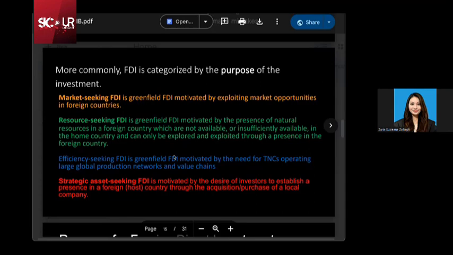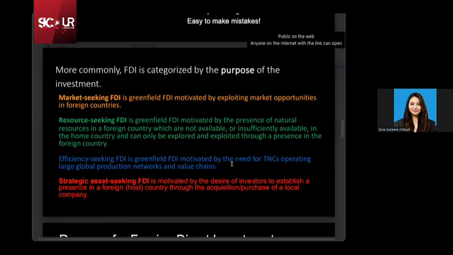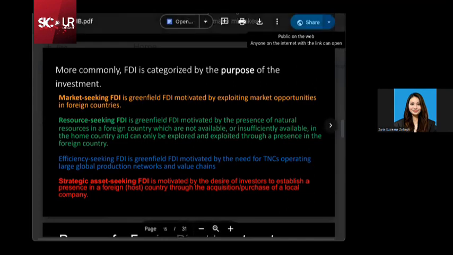And then efficiency seeking. Efficiency seeking is motivated by the need of TNCs operating in a large global production network and value chain. For example, in terms of manufacturing, they want to seek a more efficient supply chain. They want to increase productivity in terms of the value chain, and research and development, or to deliver a particular service. So to increase the efficiency.